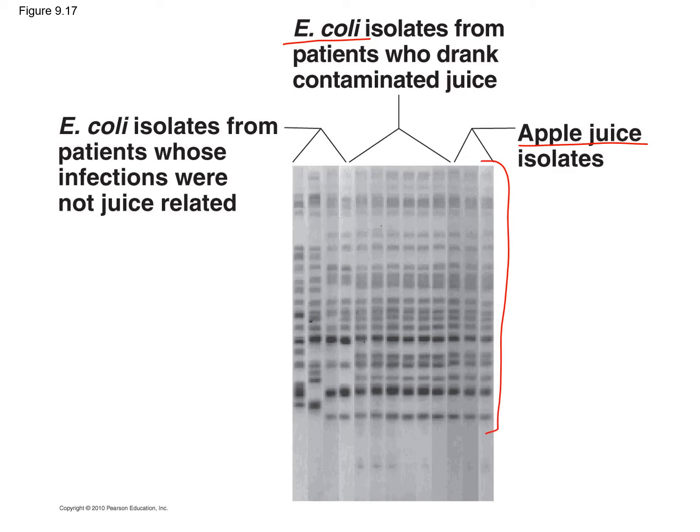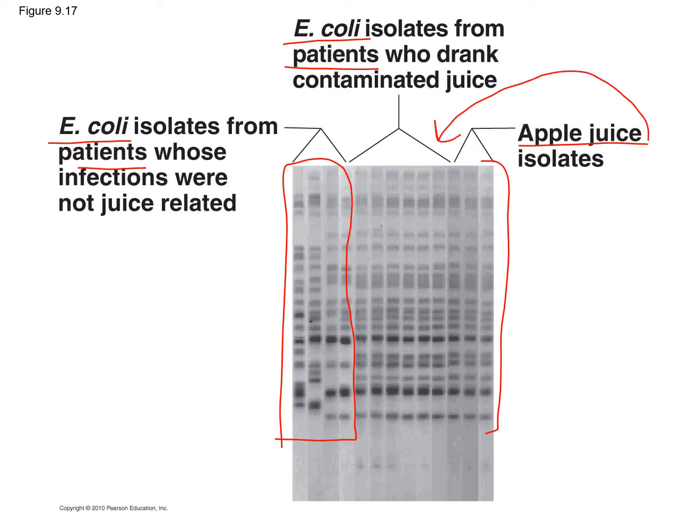Then they can test the E. coli from the patients who drank the apple juice, and the E. coli they have all matches the apple juice. And just to be careful, or to double check, they have E. coli from patients who had food poisoning but did not drink the apple juice, and all of their E. coli have different profiles. So they can identify that the E. coli that was in the apple juice probably caused all of those food poisonings.